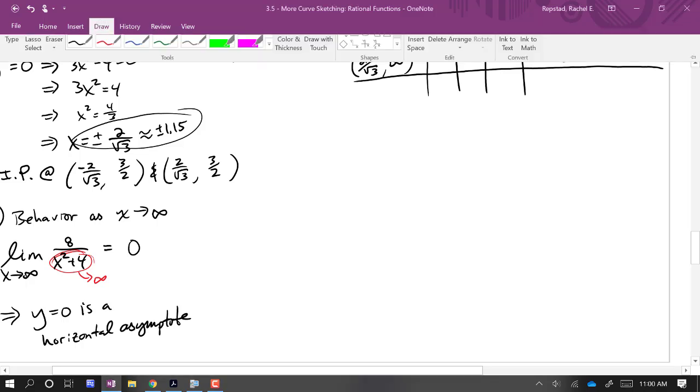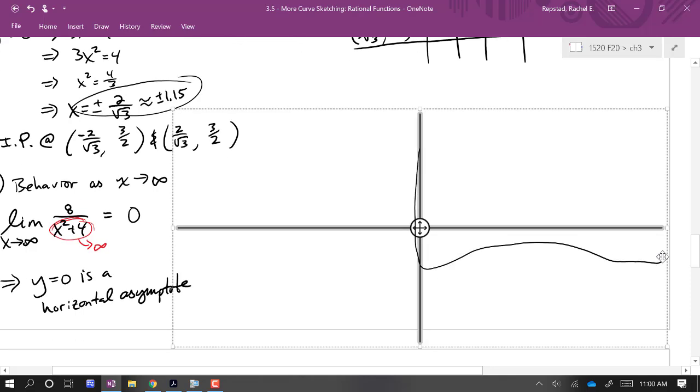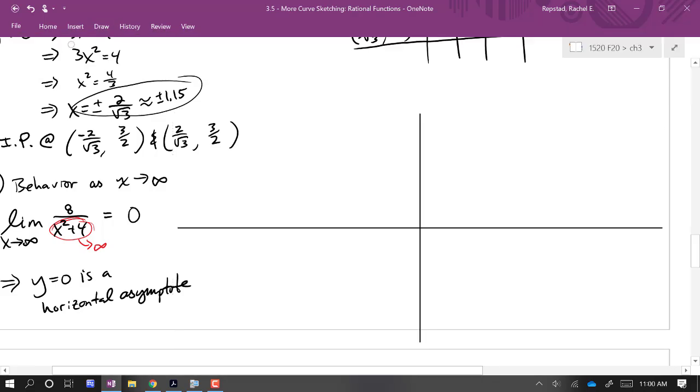All right, so now we're ready to sketch this function. We start with our anchor points, right? So we know that (0, 2) is the y-intercept. We know that is a maximum. And also, you know, we could do a little bit of analysis first.